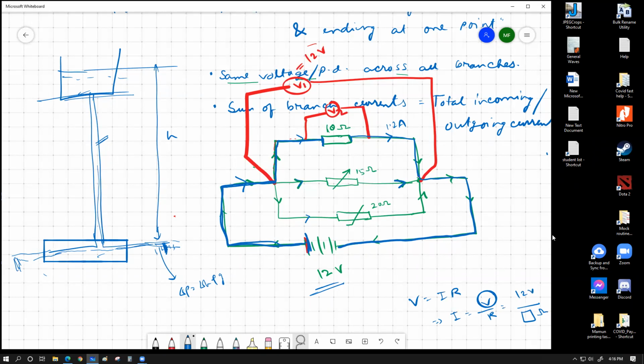0.8 ampere, and this branch is 12 by 20, 0.6 amperes. So these are the individual branch currents. So if we now sum all of these currents together, we can calculate the total incoming current or the total outgoing current, which is going to be 2.6 ampere.